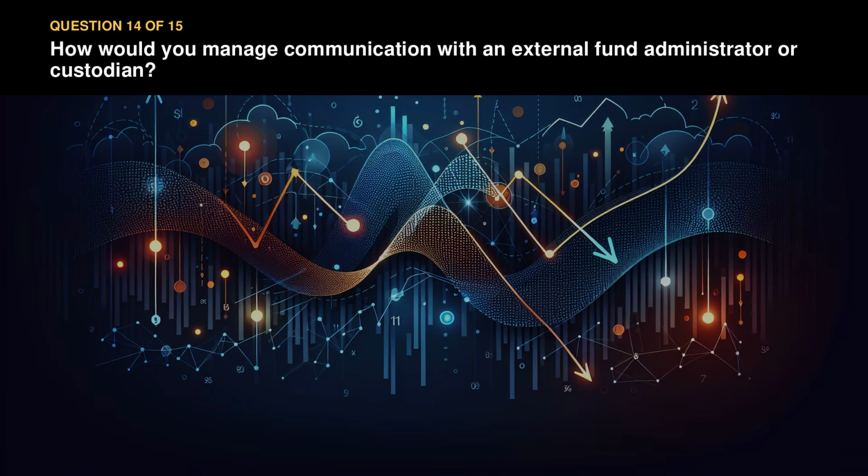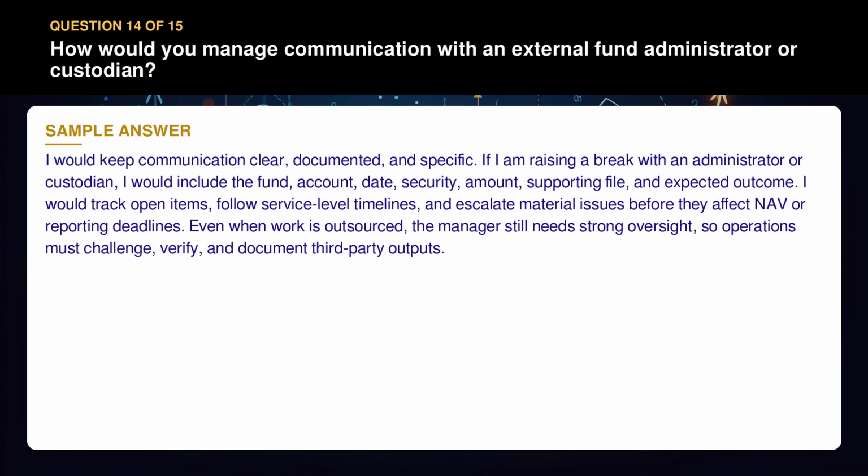Question 14. How would you manage communication with an external fund administrator or custodian? I would keep communication clear, documented, and specific. If I am raising a break with an administrator or custodian, I would include the fund, account, date, security, amount, supporting file, and expected outcome. I would track open items, follow service level timelines, and escalate material issues before they affect NAV or reporting deadlines. Even when work is outsourced, the manager still needs strong oversight, so operations must challenge, verify, and document third-party outputs.